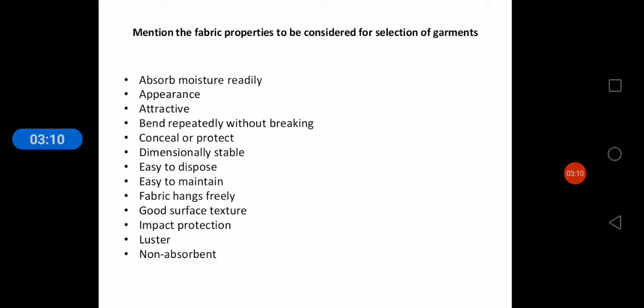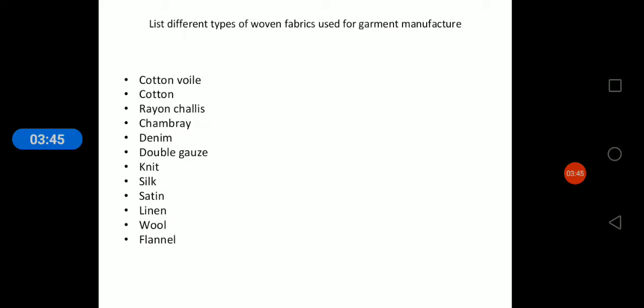And it is easy to dispose, easy to fold, easy to maintain, easy to wash and easy to dry. And fabric hangs freely. Fabric hangs freely means after washing it will be easy to dry. And good surface texture and protection from the sun rays, in winter season and rainy season. And luster can be improved by applying mercerizing chemical processing, and non-absorbent.